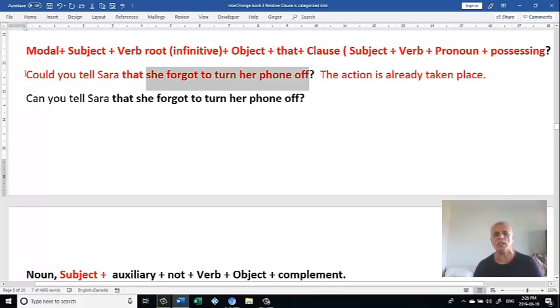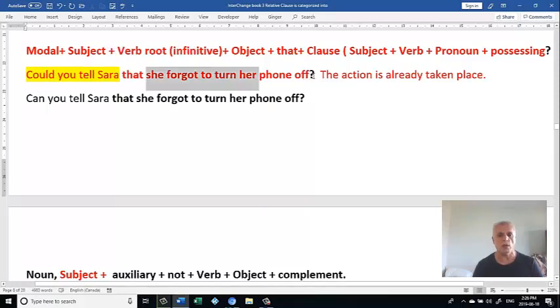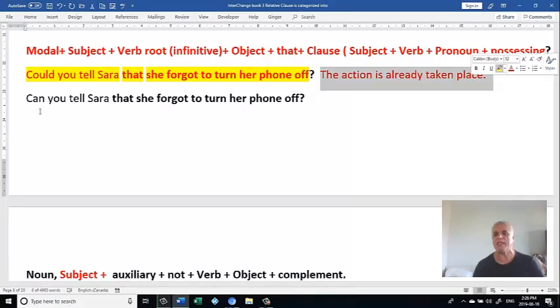Then we put a question mark because here in the beginning, if you see here, we have an auxiliary verb, which is modal here. Then we have the first sentence, or the first clause, then connected with the second clause with that. Here we have that connecting the 2 clauses to each other. Then we call them indirect request because you're asking somebody to tell Sarah that she forgot to turn her phone off. The action here has already taken place.